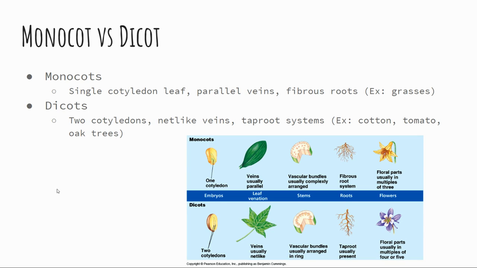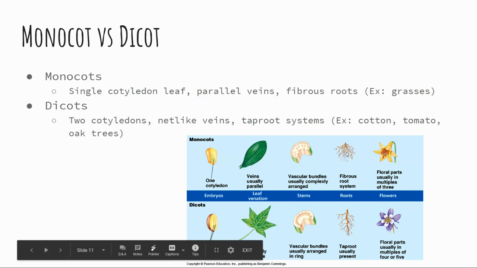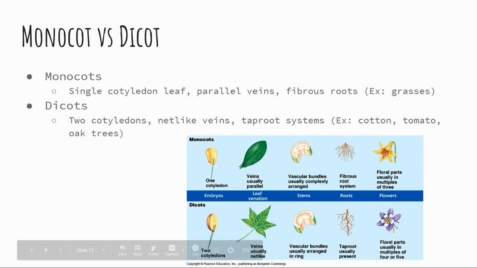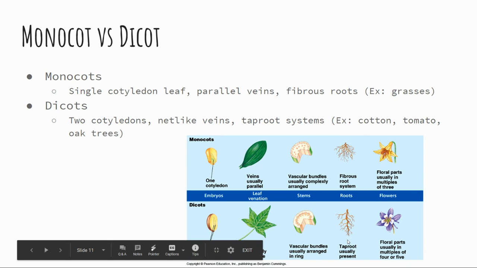Your dicots are two cotyledons. They have net-like veins. They have a taproot system. So example is cotton, tomatoes, oak trees. Big thing I want to point out is look at the root systems. Fibrous root systems don't have that large root that grows deep down into the soil like taproot does.